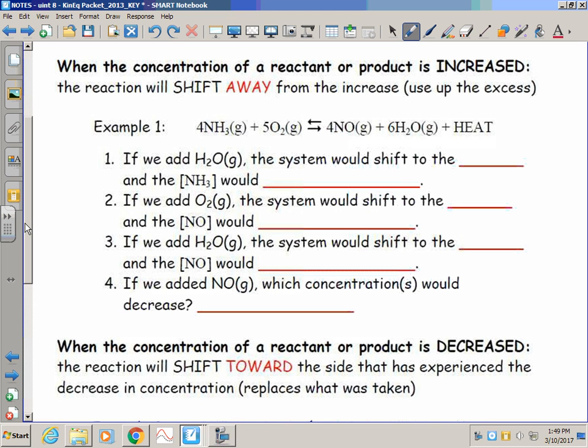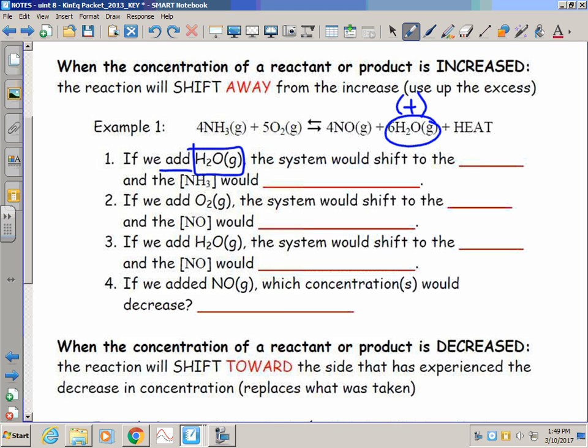I'm going to approach every single question very specifically. Identify the stress, then identify the shift, and lastly, the third step is to identify what happens to each of the individual species. Okay? So the first question has us adding H2O. So here's the H2O and the mathematical symbol for addition is the plus sign.